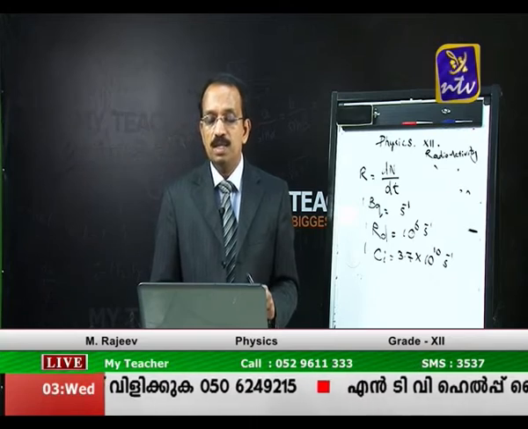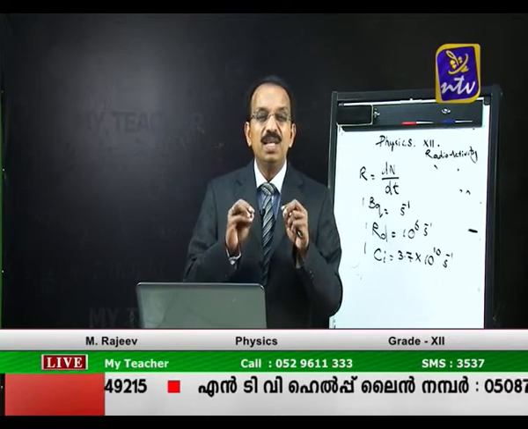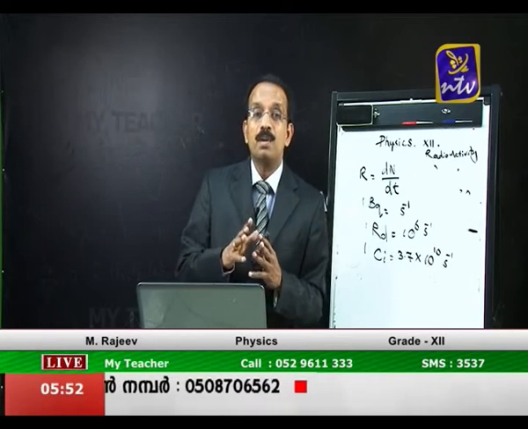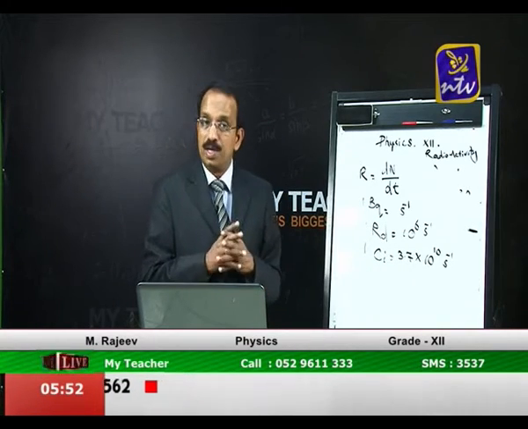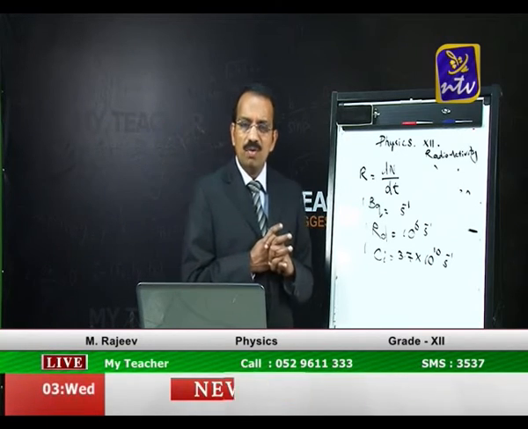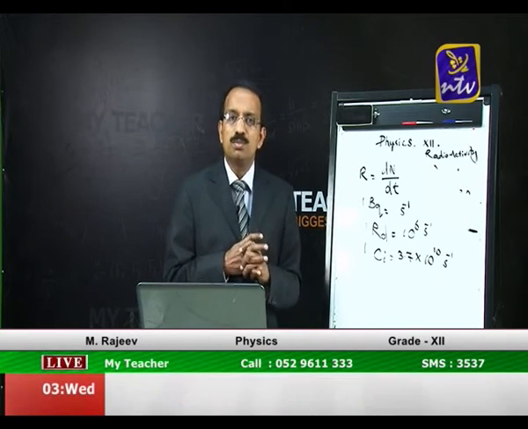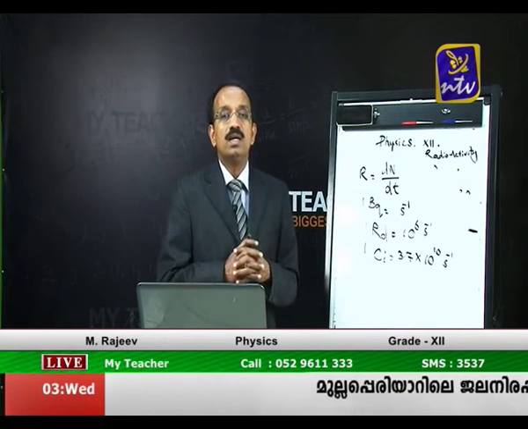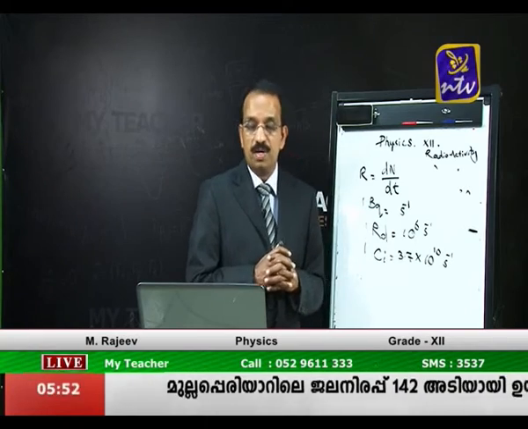So, you have seen that alpha particle has the least penetrating power, beta particle has a higher penetrating power than that, and gamma radiations have the highest penetrating power. That is why we say gamma radiations are more dangerous. It will cause more harmful effects.